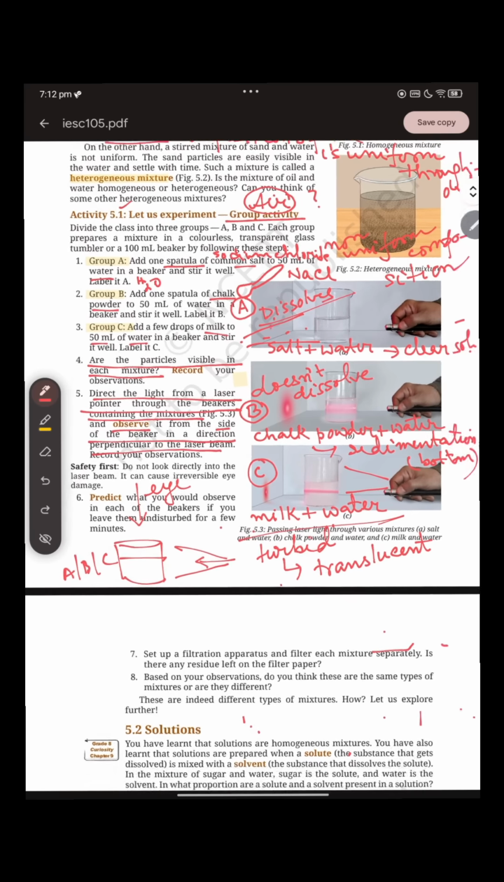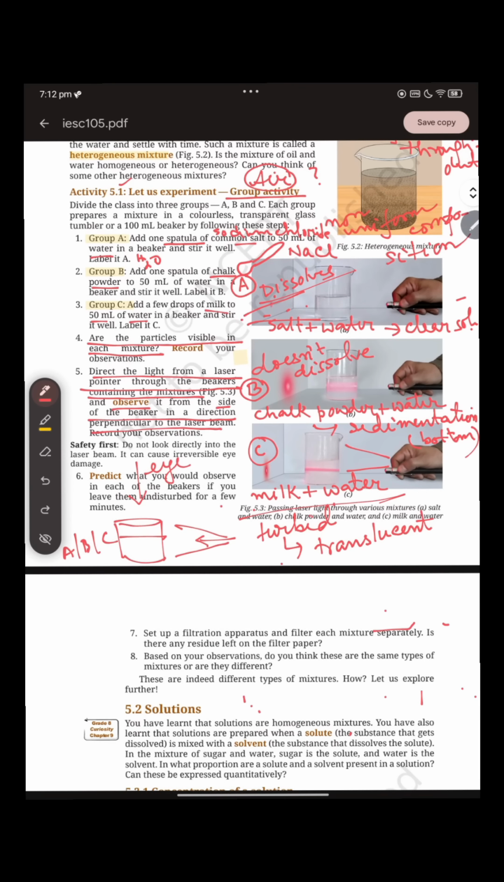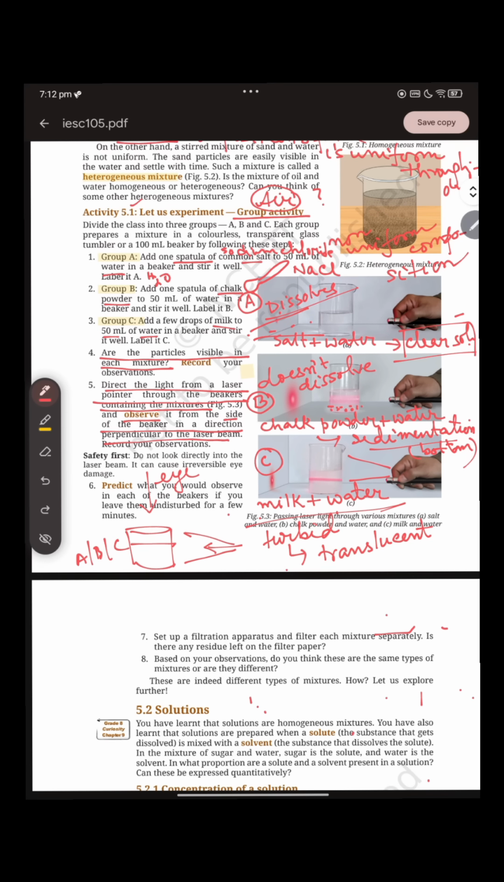Okay, so predict what you would observe in each of the beakers if you leave them undisturbed for a minute. So what will you observe? You will observe that beaker 1 is a clear solution. Particles are not visible. Beaker 2 has a sedimentation. Particles settle at the bottom. Sand particles, chalk particles, whatever you will take will be at the bottom of the beaker. And in milk, you may see some suspended particles within the entire volume of the solution. That will be your observation.